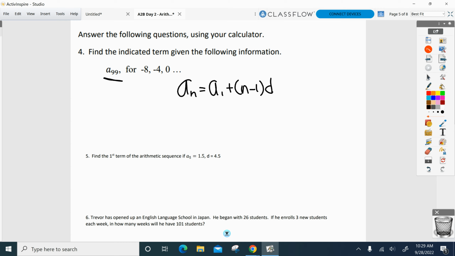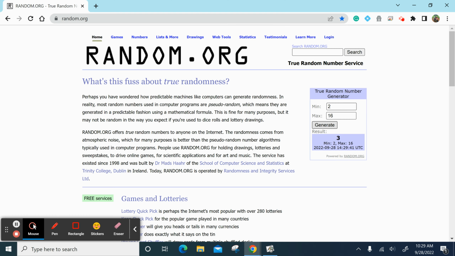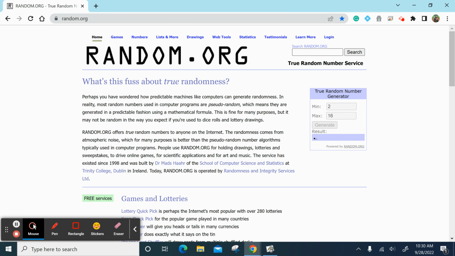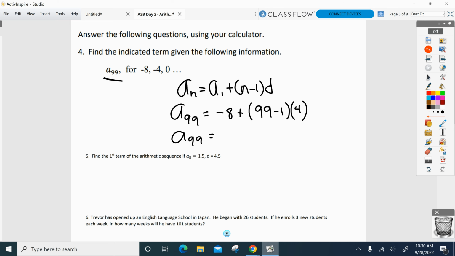All right, help me plug in. Help me plug in here. 3, ready to roll. What'd you plug in for this left side? A subscript 99. Good. First term? -8. Plus, how many terms? 99. 99 terms, minus 1, and what was the common difference? 4. Positive 4. Good. And that gave me the 99th term of this sequence was 5. You got it. Great job.